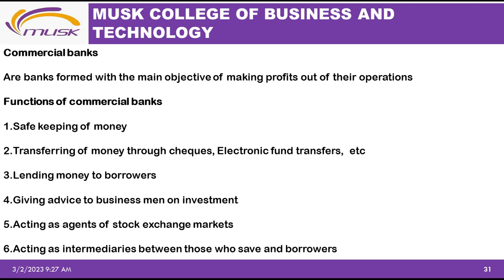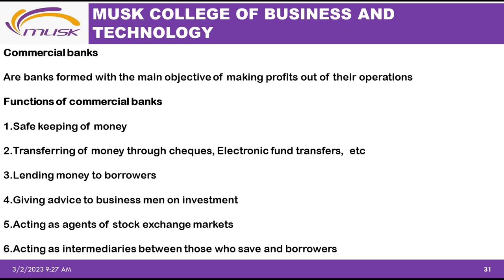Then around money, we cannot discuss money without discussing commercial banks, and we say that these are banks formed with the main objective of making profit out of their operations. We have a number of commercial banks, and they come with a number of functions that they intend to execute. Number one is safekeeping of money. That's why whatever amount we have, we keep it in the commercial banks, because it is part of their functions to safely keep customers' money.